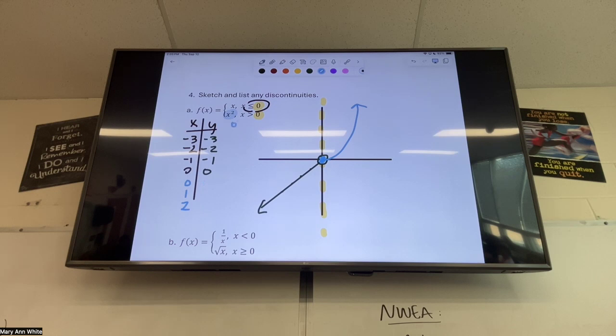So when I square 0, I get 0. When I square 1, I get 1. When I square 2, I get 4. So then you can put those points on there too.